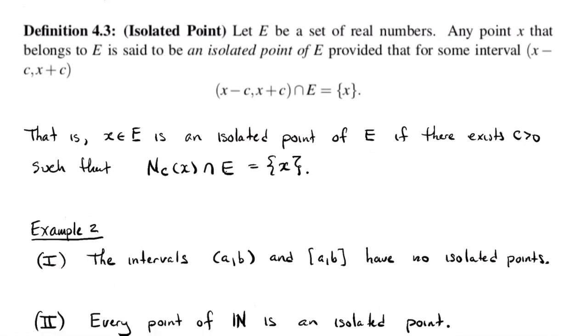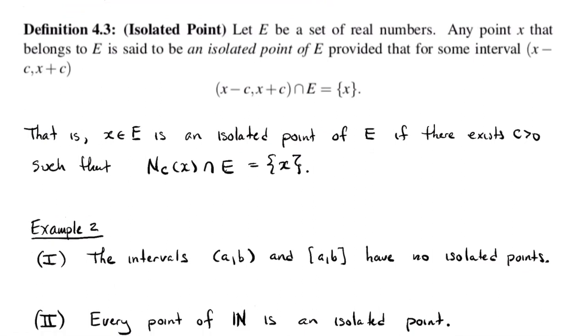Okay, so continuing along, the second notion I want to talk about is, in some sense, almost an opposite of interior point. It's called an isolated point. So once again, we'll call our set of real numbers E. If you pick a point x that belongs to E, it's called an isolated point if there's some epsilon neighborhood whose intersection with E only contains x.